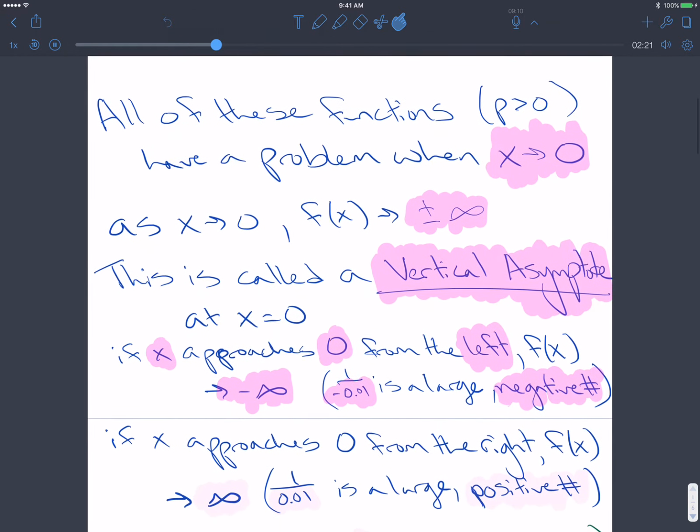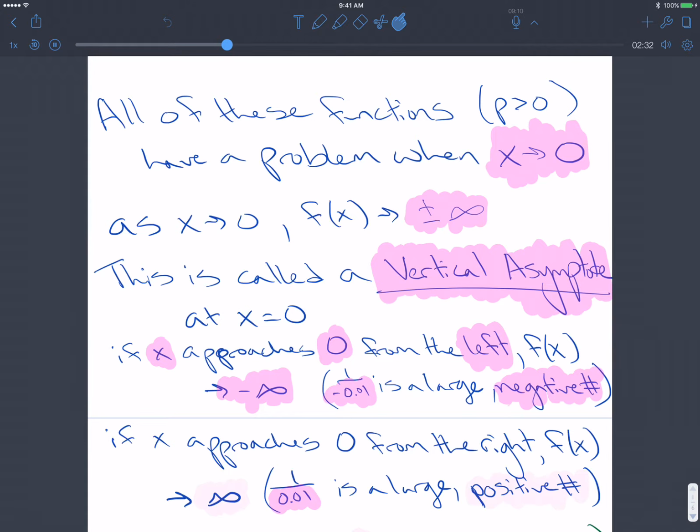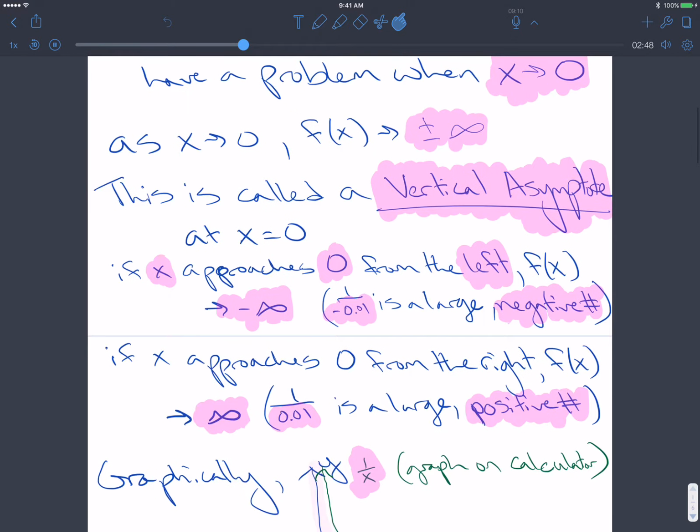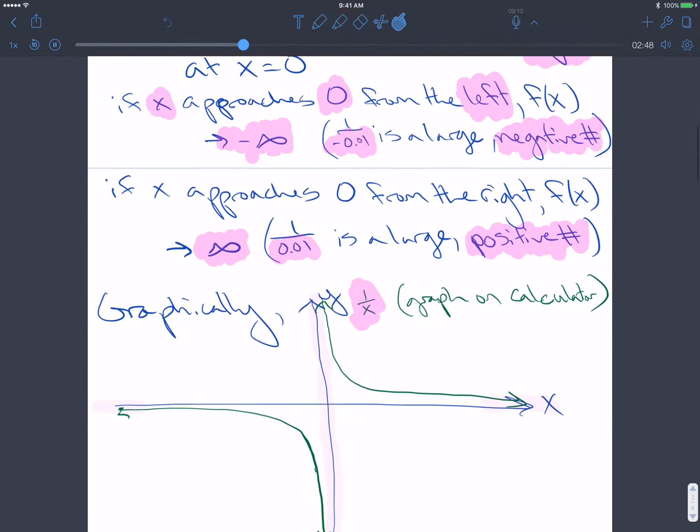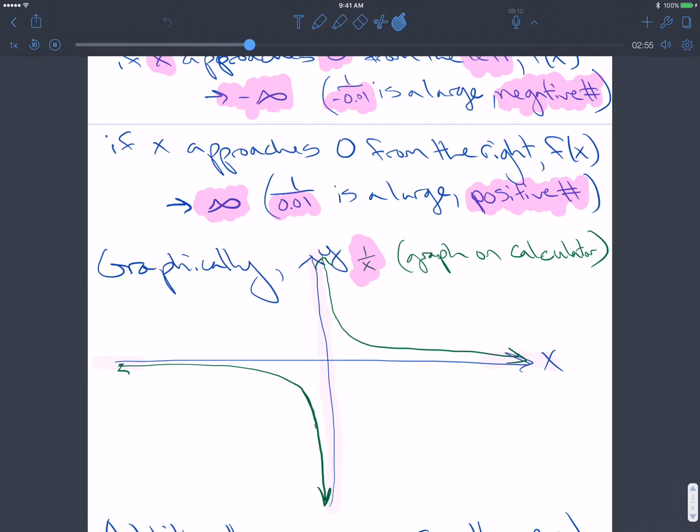Conversely, if I approach 0 from the right side, then I have a positive value, so 0.01 for example. The function 1 over 0.01 will get me 100, which is a large positive number on the right-hand side. So my asymptote goes to negative infinity on the left and positive infinity on the right. If we graph it, which I highly recommend you graph 1 over x on your calculator just as a reference point, you can see that it has this general shape that I've sketched in here.